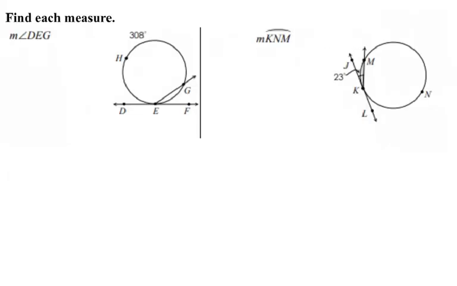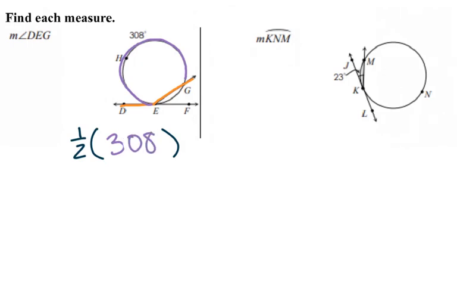We're going to find this one. We are trying to find the measure of DEG. That's going to be equal to 1/2 the arc inside the angle. This is the arc inside the angle. And it tells us it's 308. Oh, that's 38.